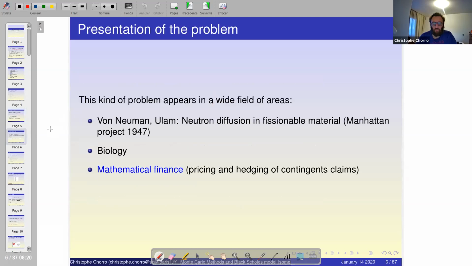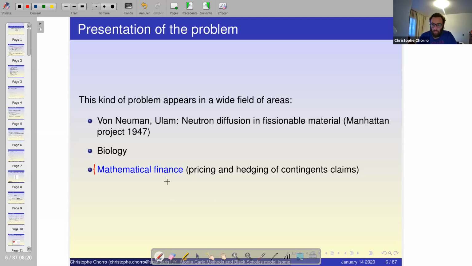So just to tell you, approximating an integral is a problem that occurs very frequently in a wide field of areas, and typically in this course, I will be interested in the framework of mathematical finance, because you know that in mathematical finance, a price is given by an expectation or a conditional expectation. Sometimes it's not possible to compute them explicitly, so I want to approximate.